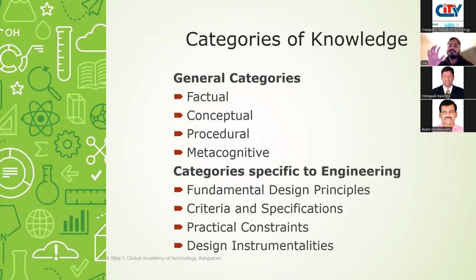All the categories of engineering knowledge, from year one to year two, in the courses you are doing, are categorized into four categories: factual knowledge, conceptual knowledge, procedural knowledge, and metacognitive knowledge. In general, these are the knowledge categories for any learning a student undergoes in any domain, not specific to engineering alone. When I look into the specifics of engineering, the four categories of knowledge are fundamental design principle, criteria and specification, practical constraints, and design instrumentalities. These four engineering categories can be correlated to the general categories of factual, conceptual, procedural, and metacognitive knowledge.